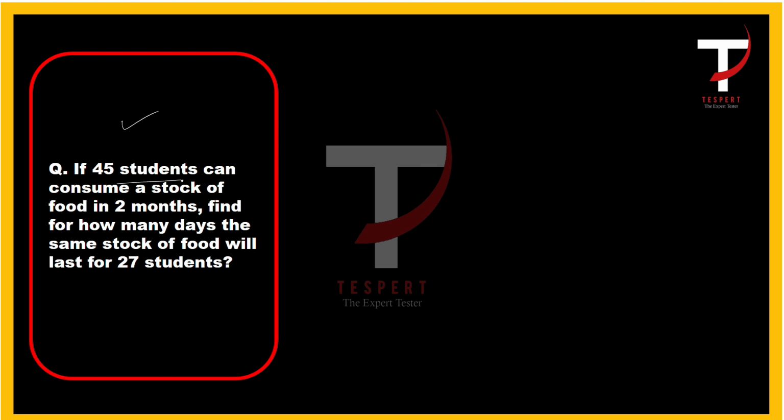If 45 students can consume a stock of food in 2 months, so for 45 students, this is students and this is days. Number of days. So 45 students, it is 2 months. 2 months means 2 into 30, which is 60 days.